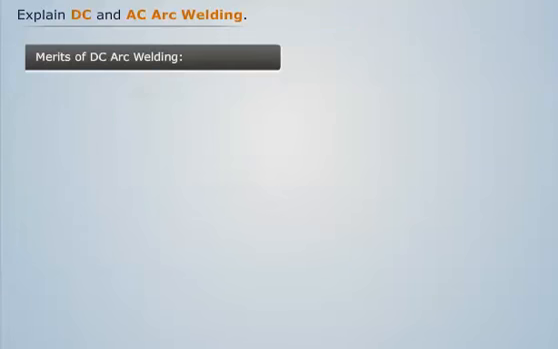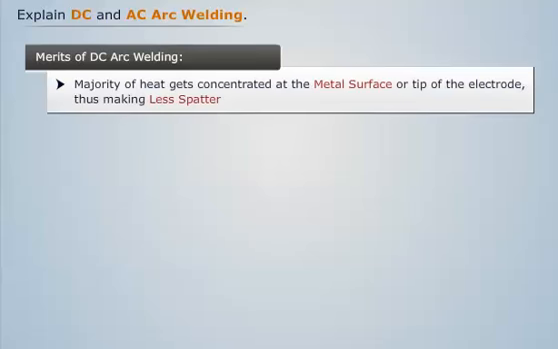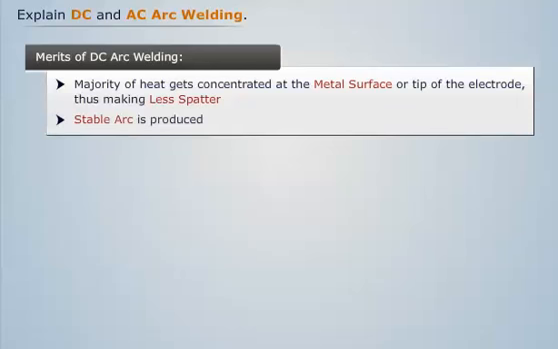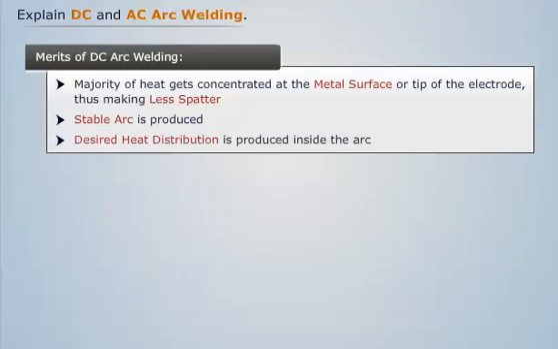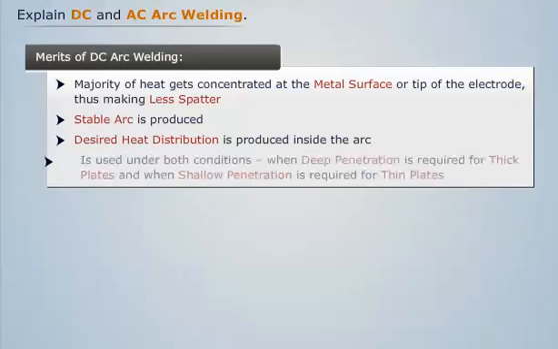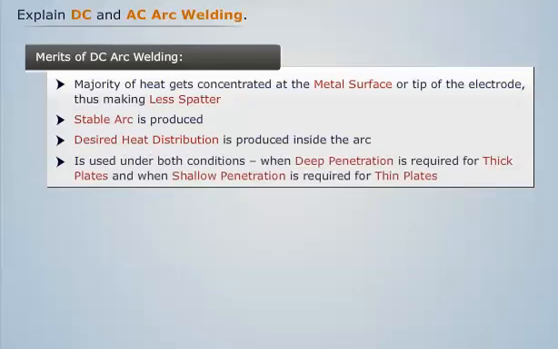Now let us list the merits of DC arc welding. In DC arc welding, the majority of heat gets concentrated at the metal surface or tip of the electrode, thus making less spatter. In it, a stable arc is produced, and a desired heat distribution is also produced inside the arc. And it is used under both conditions, that is, when deep penetration is required for thick plates and when shallow penetration is required for thin plates.